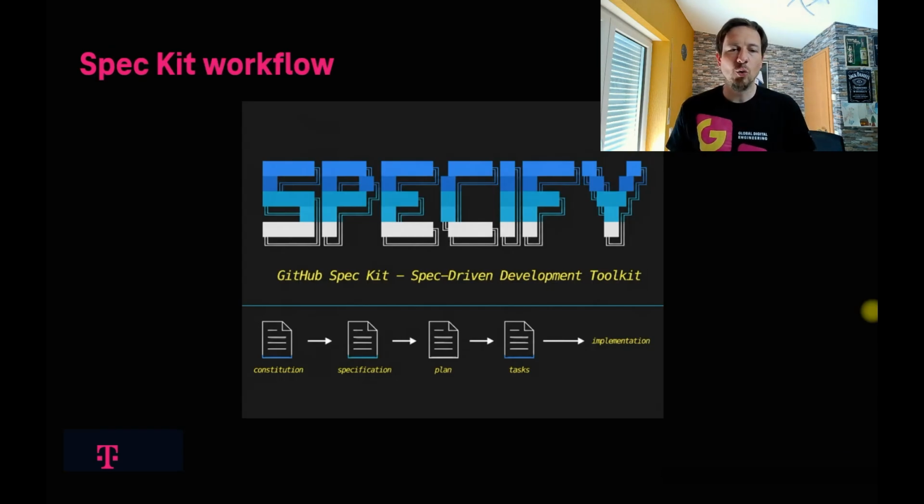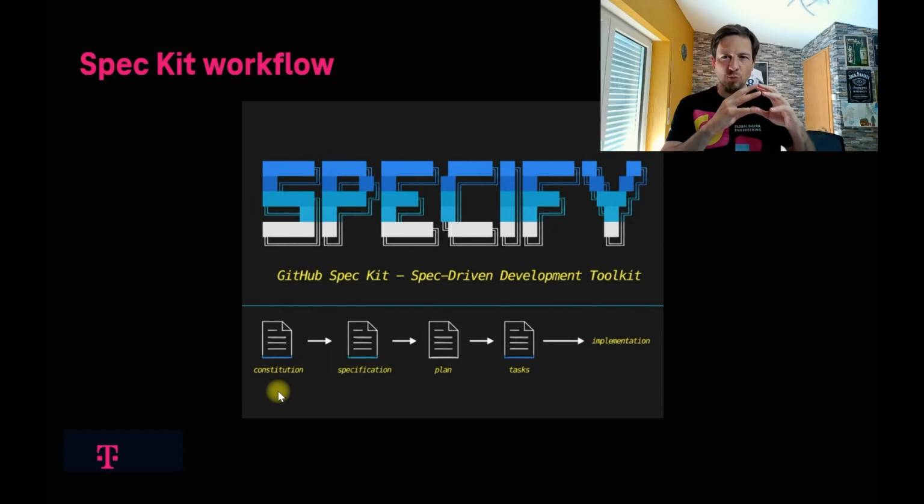Spec-Kit comes with its own workflow. Here you see it consisting of 5 different steps. First of all, you will create a constitution file. The constitution file describes somehow the rules of your code base which are not negotiable, and they apply for every run of the Spec-Kit.